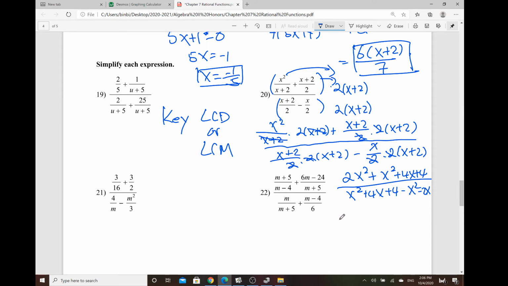And now for the rest of this, combine the like terms. So once you combine those like terms, we do have 3x squared plus 4x plus 4. And then down the bottom here, x squared minus x squared got canceled. 4x minus 2x, that would be 2x. And then plus 4.